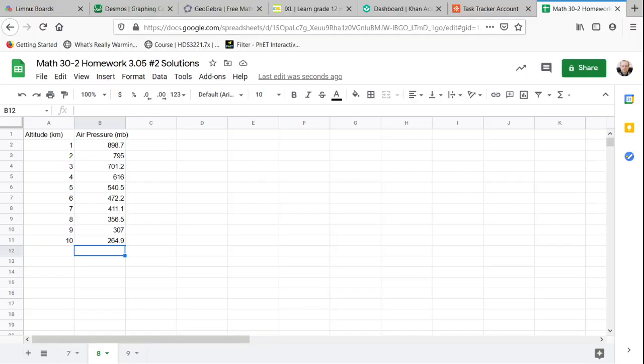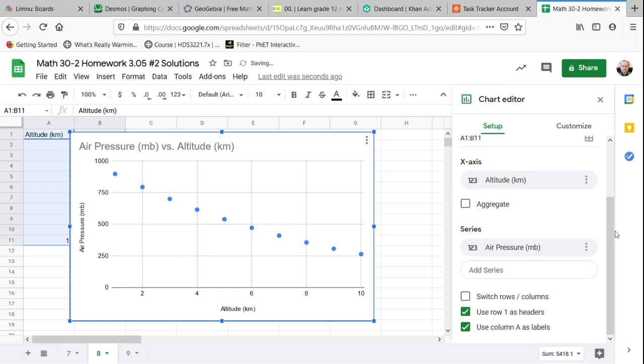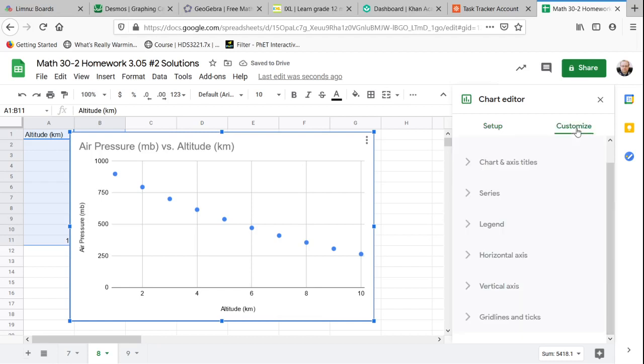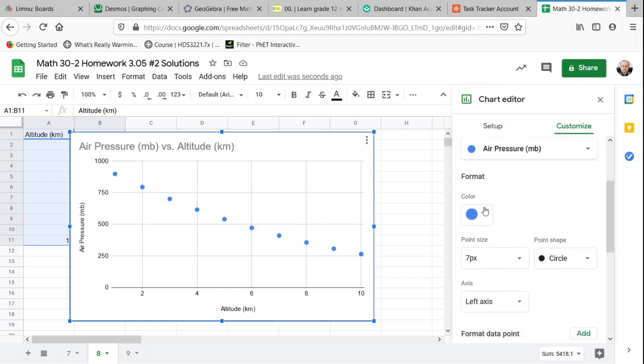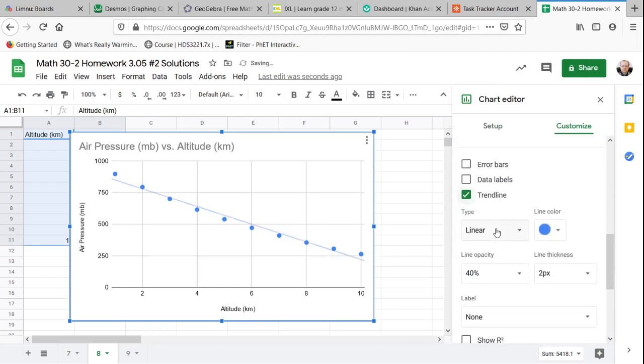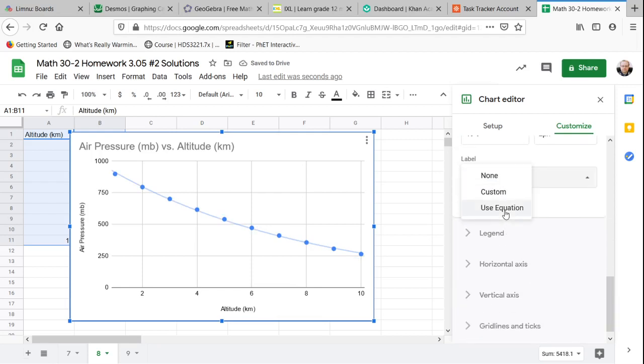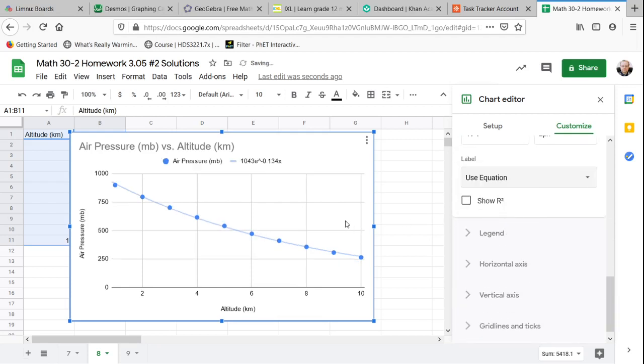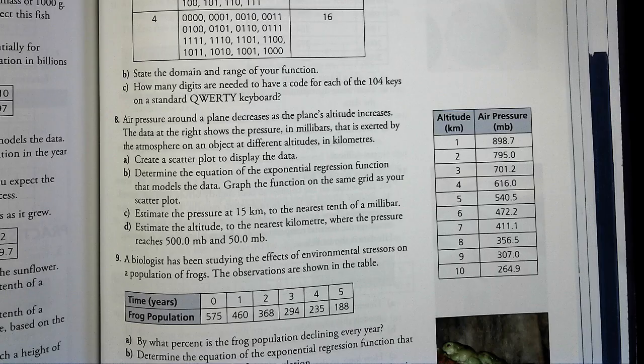So let's see how that plays out. We are going to insert a chart. And believe it or not, this will be an exponential series, even though it is decreasing. It's just going to be an exponential with a negative exponent. So here it's e to the negative 0.134. So that finishes parts A and B.